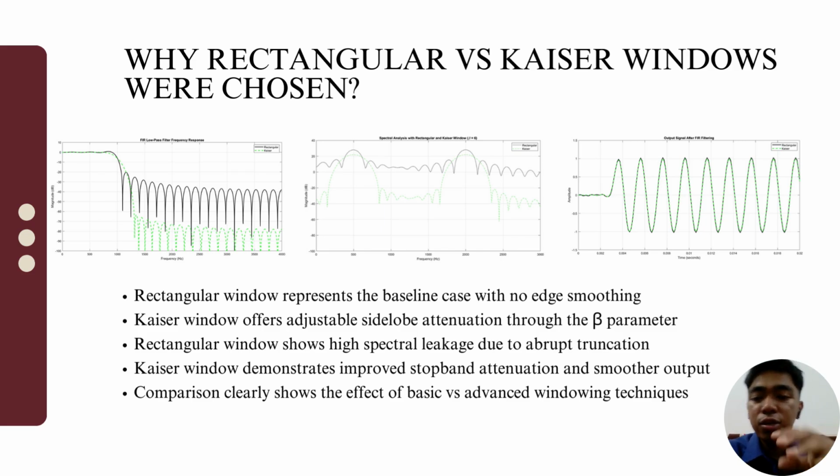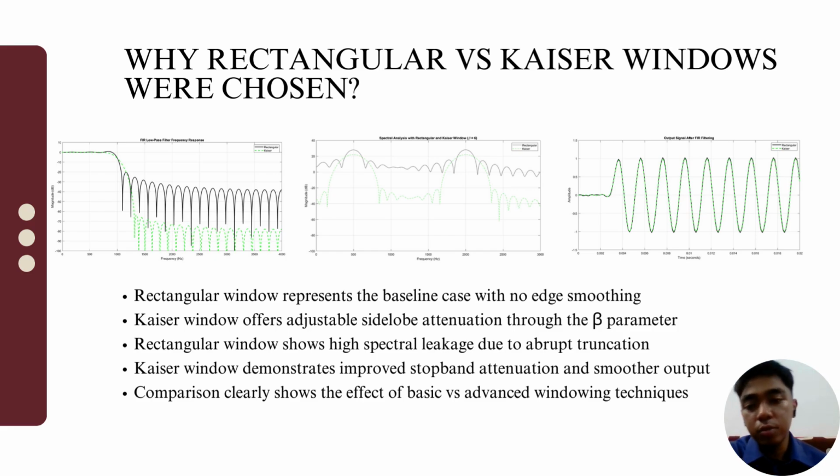The black line, the rectangular window, has high side lobes that extend across the spectrum. This is known as spectral leakage. The green line, the Kaiser window, suppresses the side lobes much more effectively. This confirms that the Kaiser window introduces less leakage into our analysis than a primitive rectangular window.